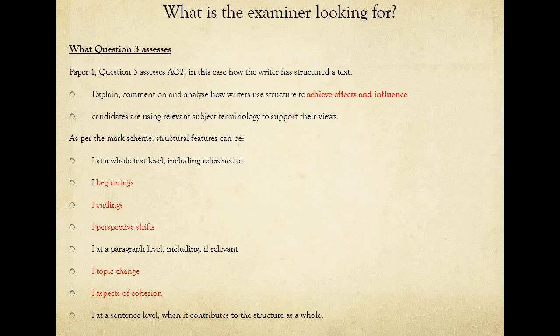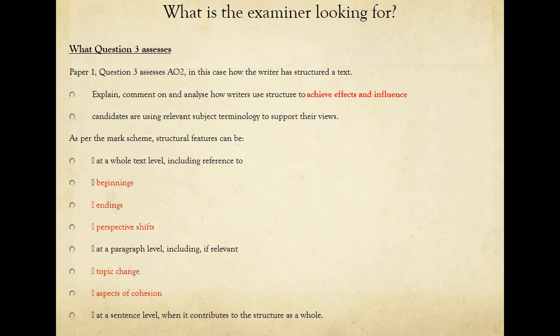Then find something that shifts somewhere in the middle. Now, it doesn't have to be the dead centre middle of the extract, but somewhere around that middle, and I don't just mean like the next paragraph on, I mean further into the text, where do we get a perspective shift?